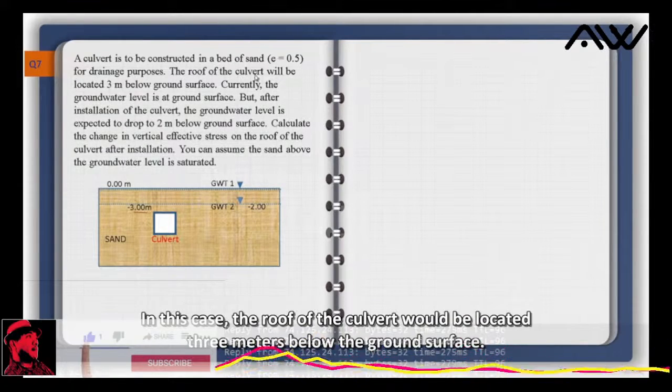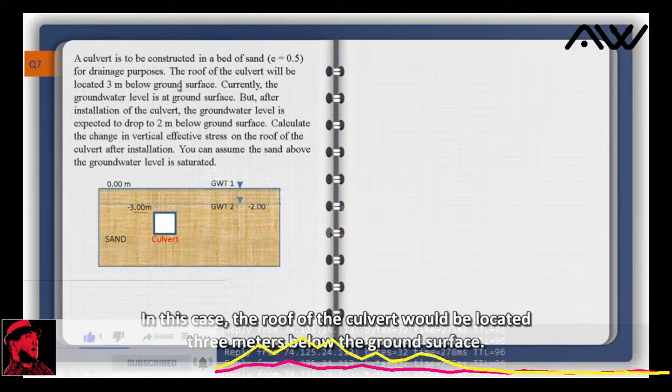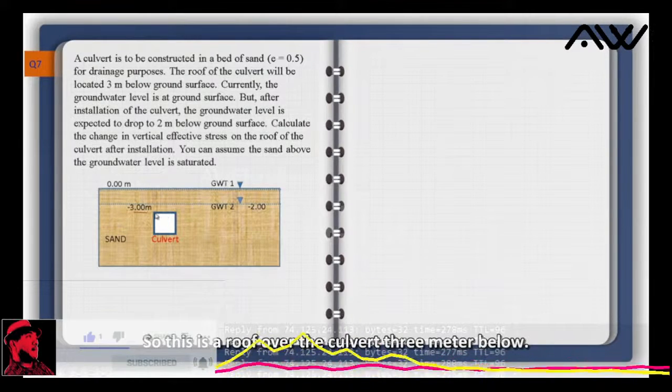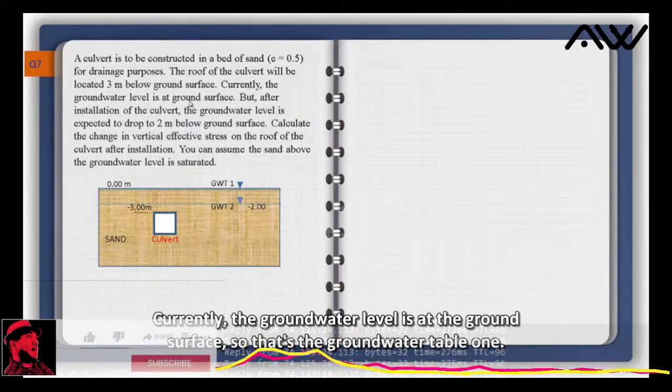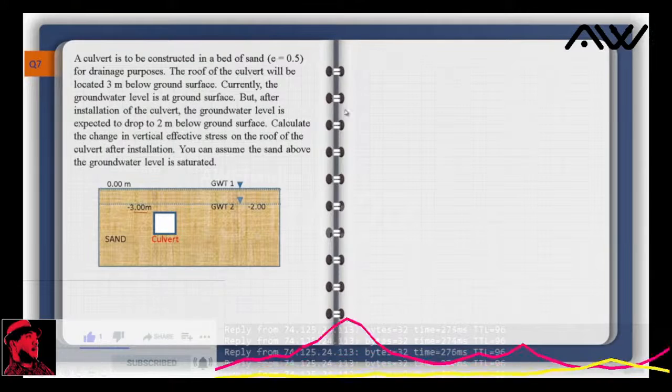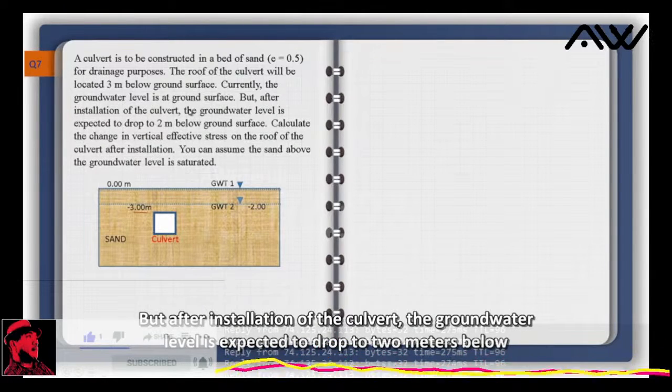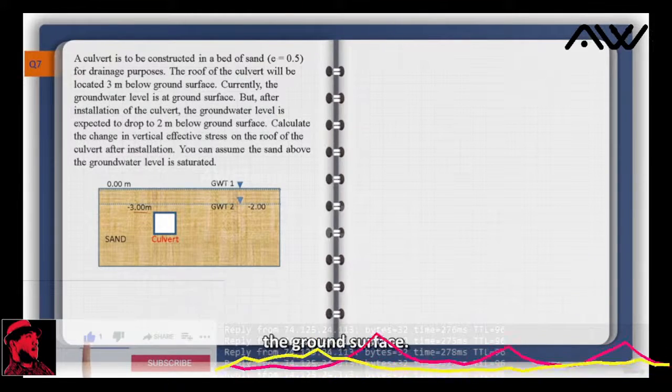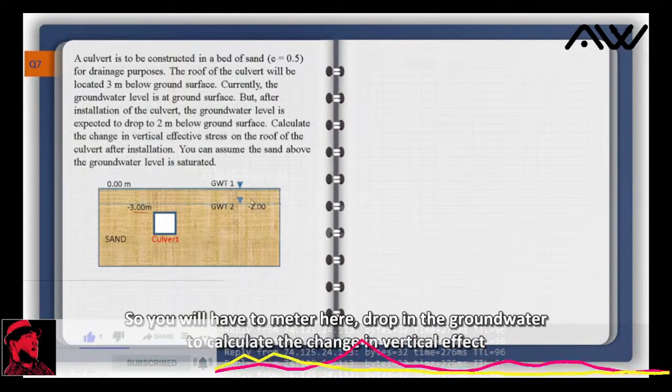The roof of the culvert will be located 3 meters below the ground surface. So this is the roof of the culvert, 3 meters below. Currently, the groundwater level is at the ground surface. So that's groundwater table 1. But after installation of the culvert, the groundwater level is expected to drop to 2 meters below the ground surface. So you will have 2 meters here, a drop in the groundwater table.